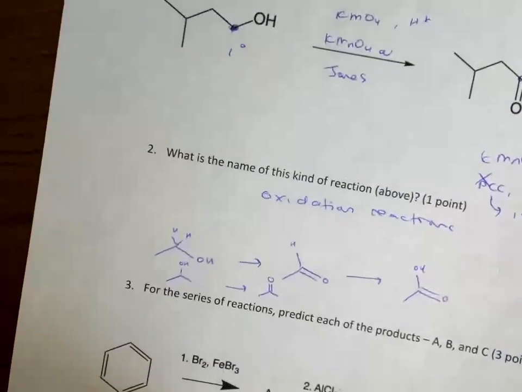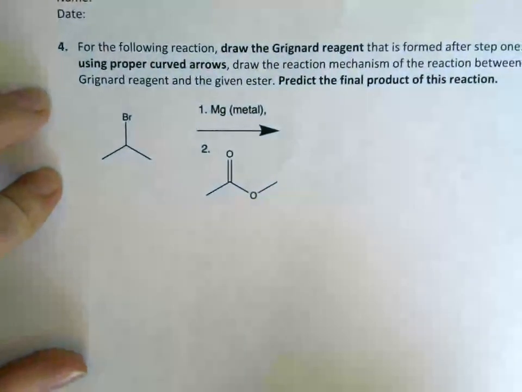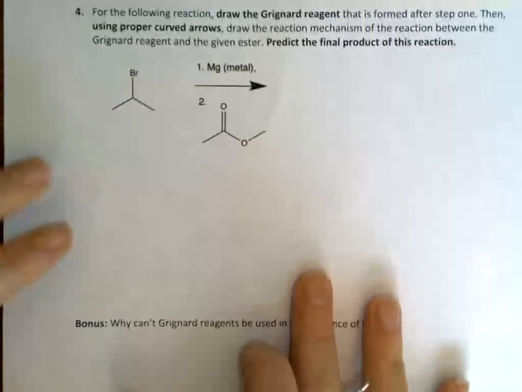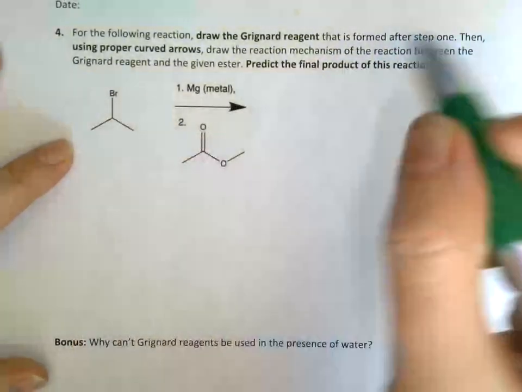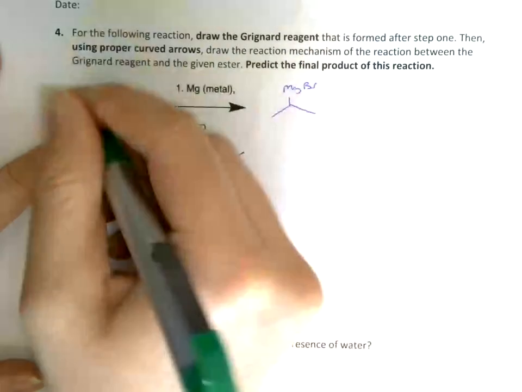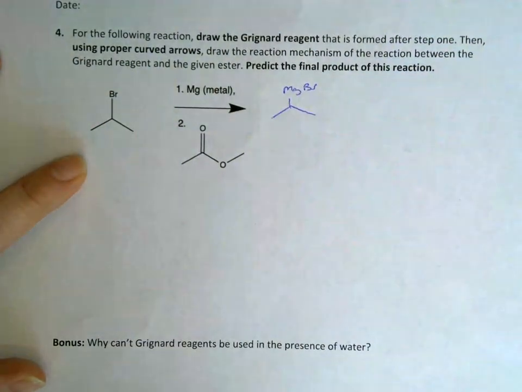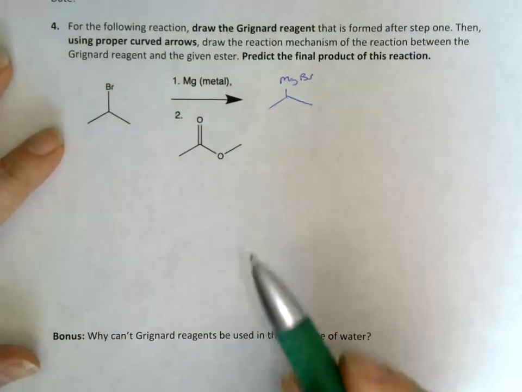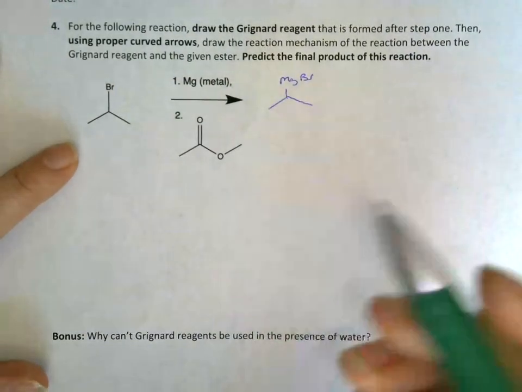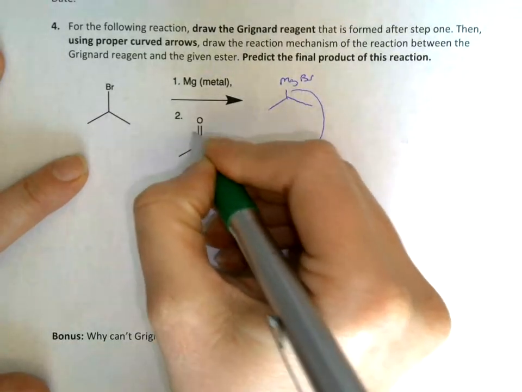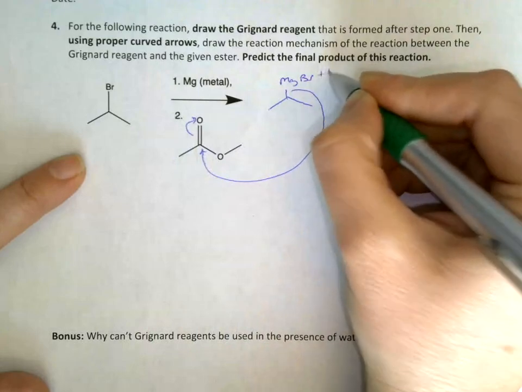Okay. And then question on the back. For the following reaction, draw the Grignard reagent that is formed after step 1. So the Grignard reagent formed after step 1, the magnesium would just insert itself right here between the bromine and the carbon. And then using proper curved arrows, draw the reaction mechanism of the reaction between the Grignard and the given ester. So you have to have all the proper curved arrows for this. So this would be 1 point.